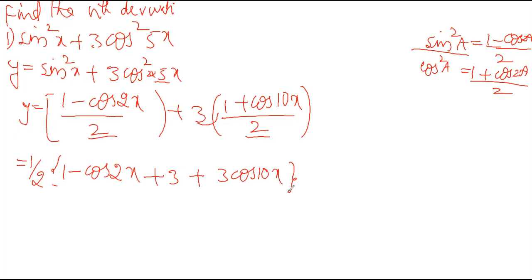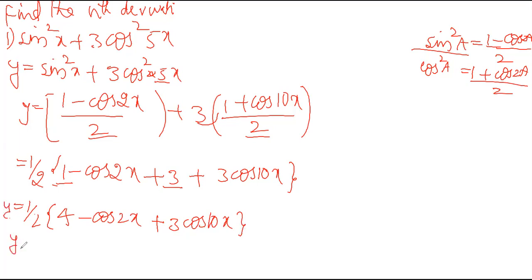Okay, next step, that is 1 by 2 as it is. Then flower bracket: 3 plus 1. Here 3 is there, 1 is there, 3 plus 1 is 4. So 4 minus cos 2x plus 3 cos of 10x. Okay. This is the y.